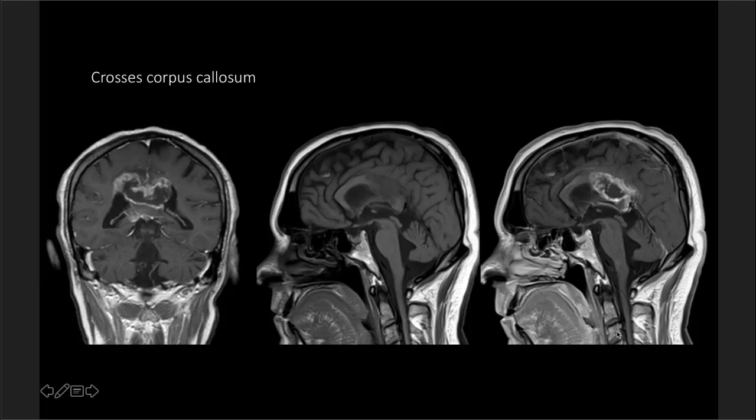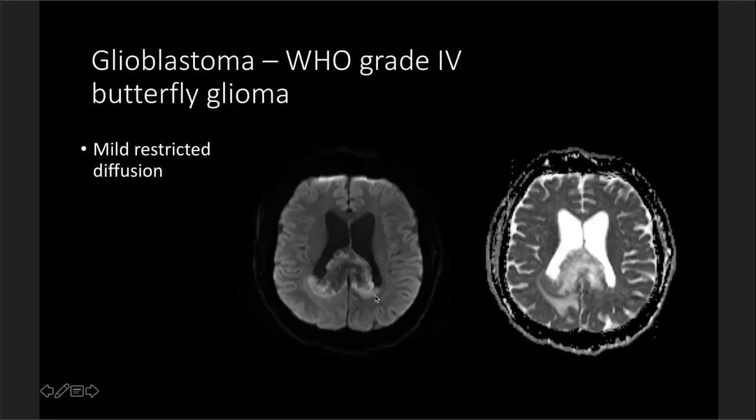On diffusion-weighted imaging, you can see that the portions of the tumor that showed enhancement on the post-contrast also show restricted diffusion. So here's that bright signal on DWI, dark signal on the ADC map. So that's mildly restricted diffusion, and that indicates hypercellular tumor. And this was a glioblastoma, WHO grade 4. And this pattern that we see is also called a butterfly glioma when it crosses the corpus callosum.